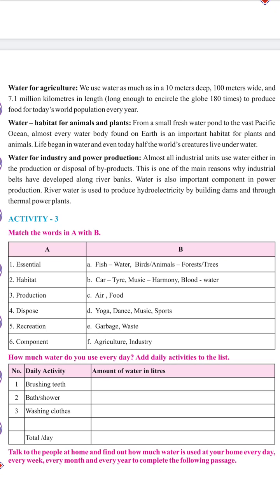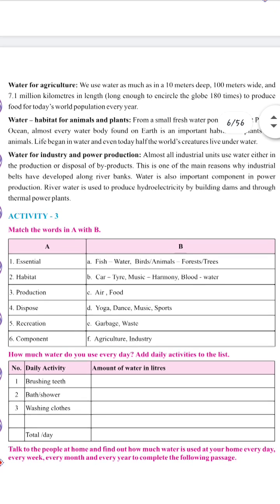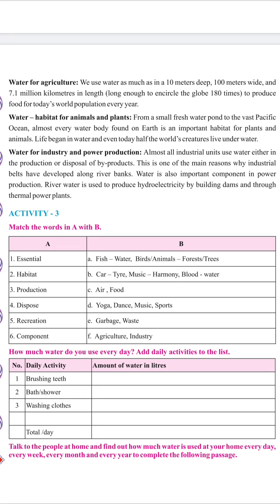So already this number is 180 times the globe, and the population is increasing every second. Every fraction of a second there will be an increase in the number of the world's population.